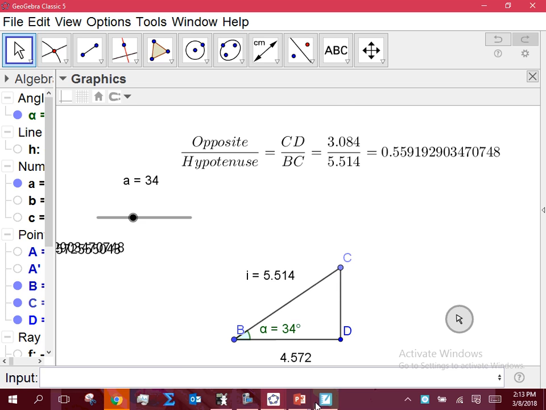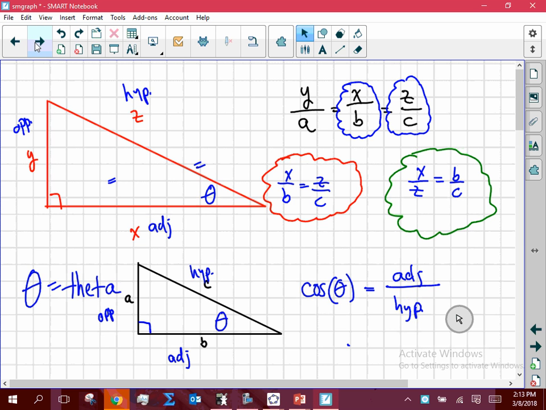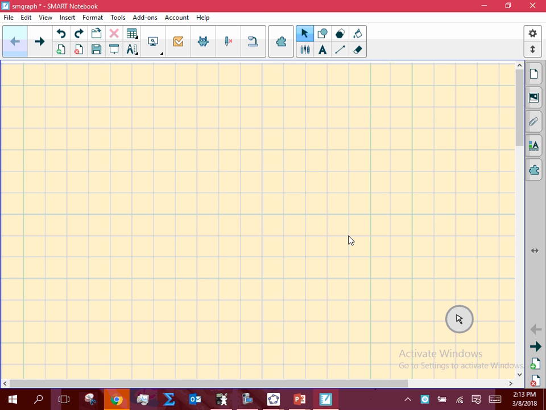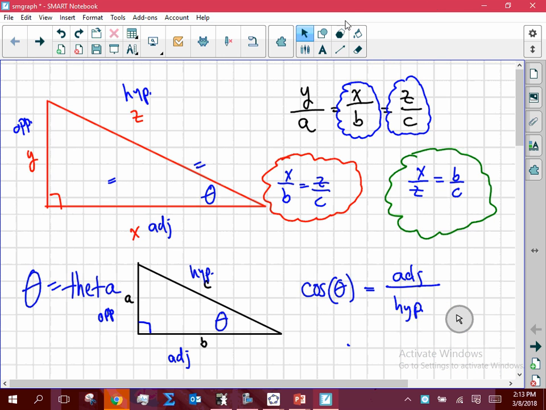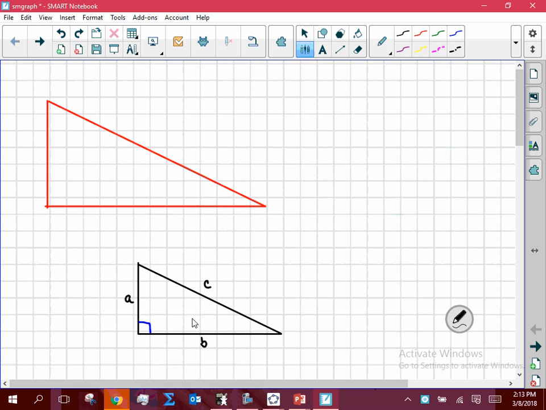To introduce to you what sine, cosine, and tangent are. Oh, I have to pay attention.